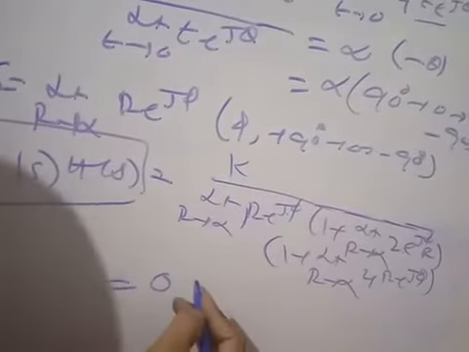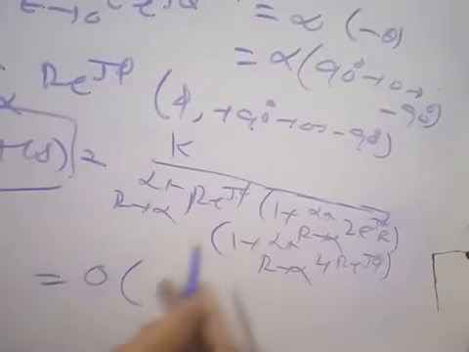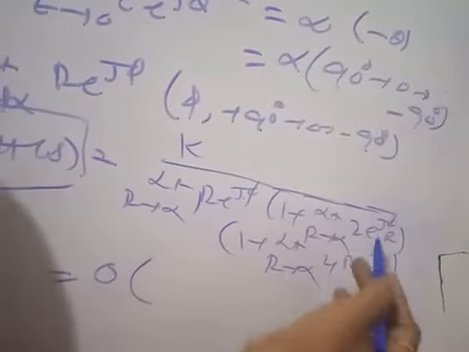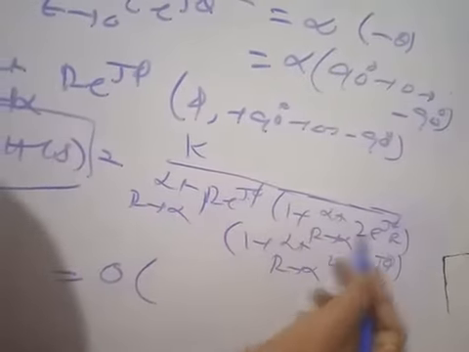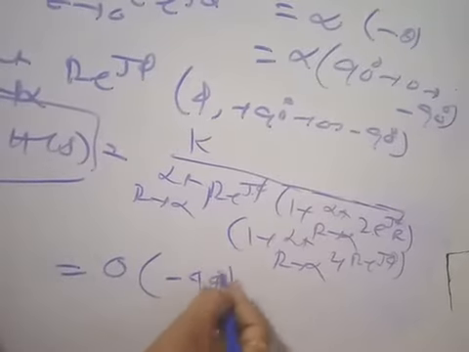So what about the phase? The phase in the numerator will be 0, and in the denominator, if you multiply all these terms, you will get e to the power 4 phi. So this is equal to minus 4 phi, right?